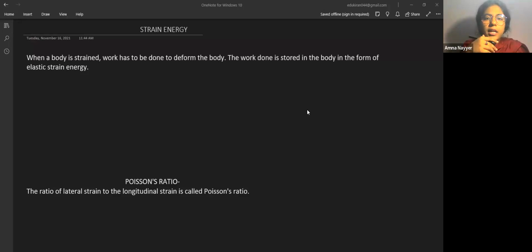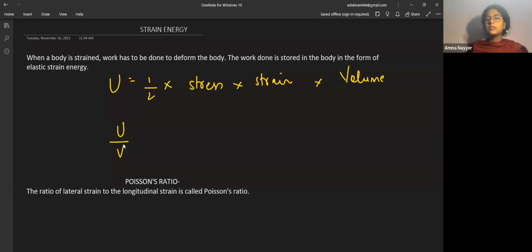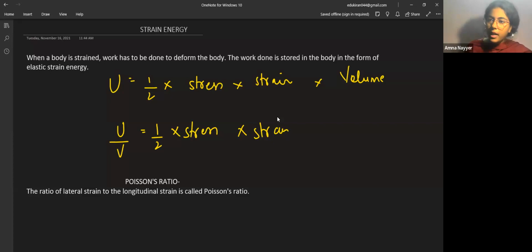So when a body is strained, work has to be done to deform the body. The work done is stored in the body in the form of elastic strain energy. Now, basically this strain energy is half into stress into strain into volume. Now see, class, if I bring this volume here, then I'll be left with half stress into strain.